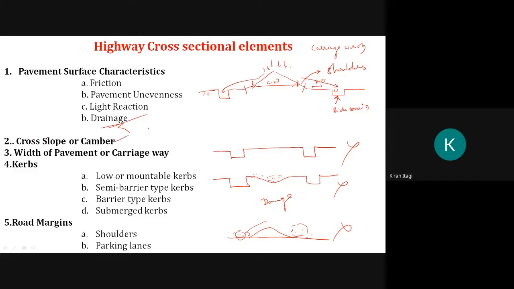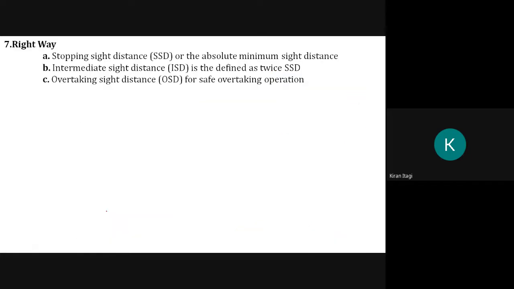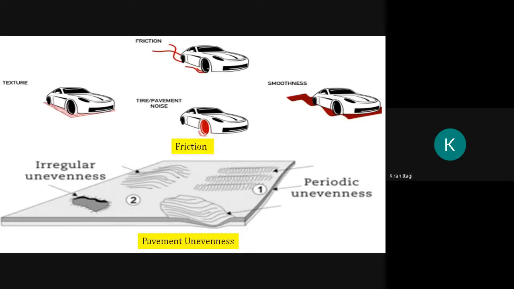Cross slope or camber, just now I explained. So what about the curves? With figures we will see. What about the road margins, etc.? Going one by one, we will see. So the first one was the friction, and I explained about the friction. Then about the road unevenness or pavement unevenness.